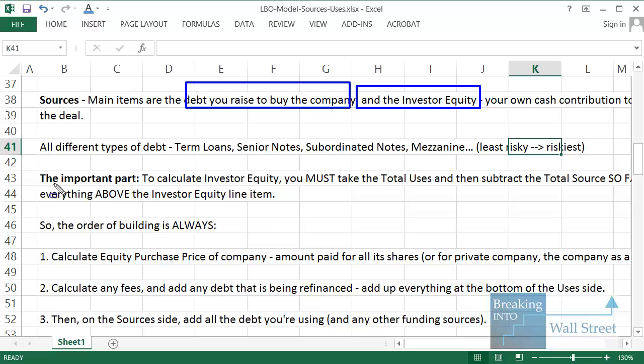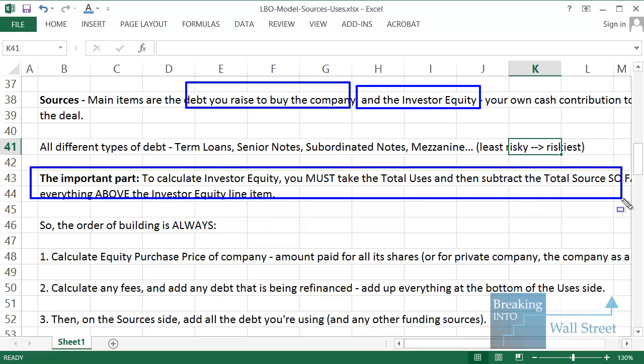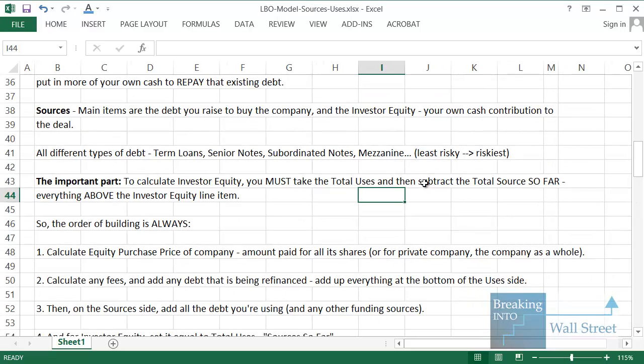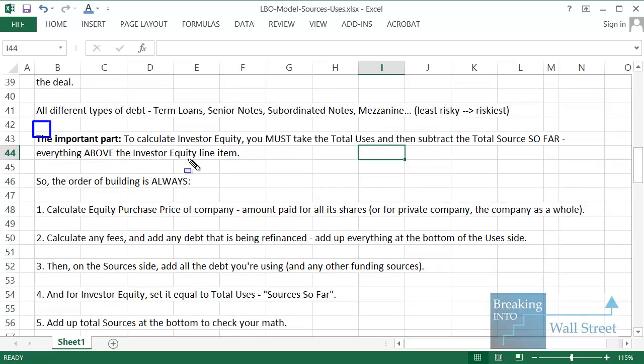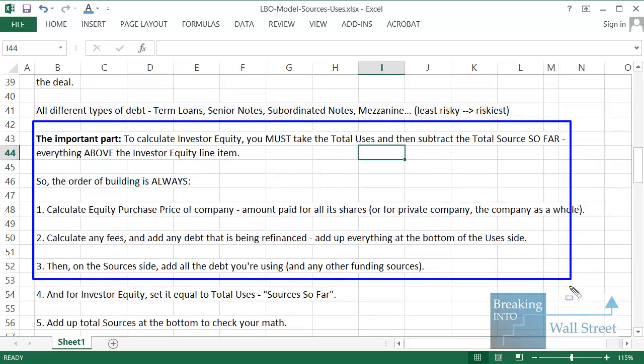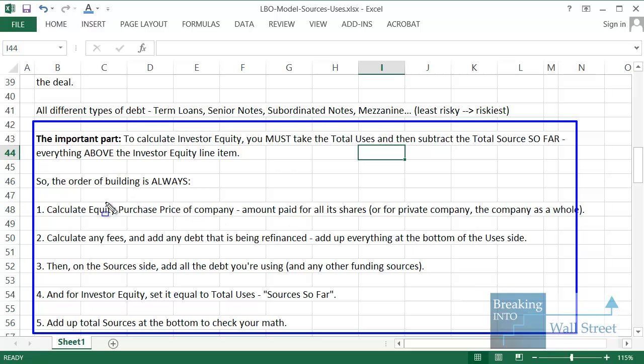And then the important part here is that when you calculate the investor equity, the final category, you have to take your total uses and then subtract the total sources so far, so everything above the investor equity line item, and you have to follow this process that I outline here. So you have to calculate the purchase price of the company, add in the fees and the debt that's being paid off. On the sources side, add the debt that you're using to fund the deal and any other sources of funding. And then when you calculate investor equity, you have to set it equal to total uses minus sources so far, and then add up total sources at the bottom.